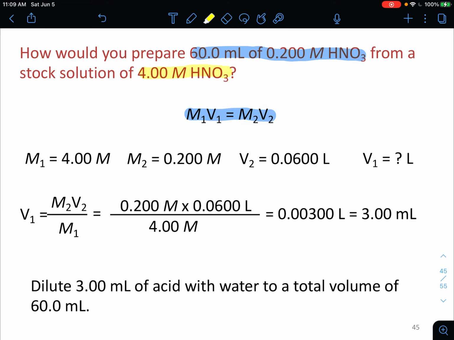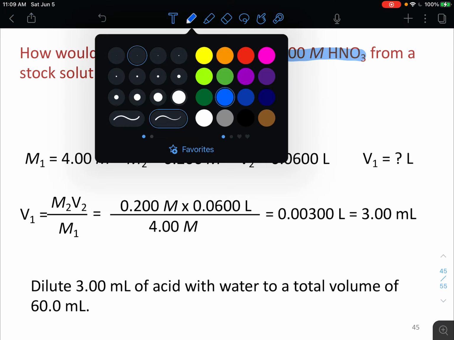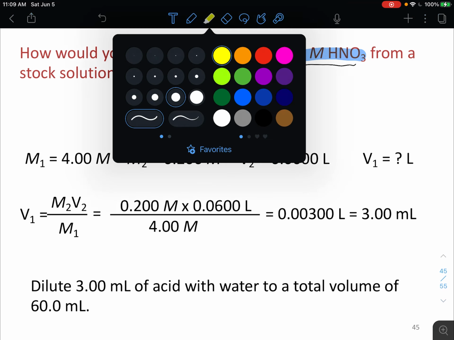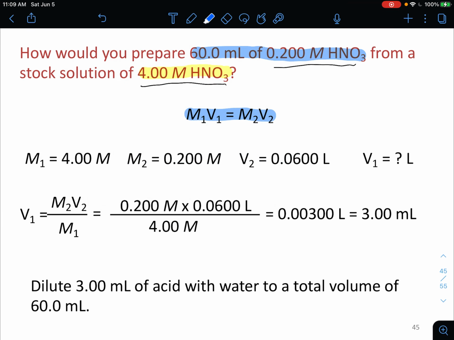So pretty much as soon as my problem shows up with more than one concentration, I'm already thinking that I'm going to use M1V1 equals M2V2. So really my job here is to figure out what I know and what I need to know. So the given information is about the solution that I want to prepare. So that'll be my final solution, right? That'll be what I'm trying to make.